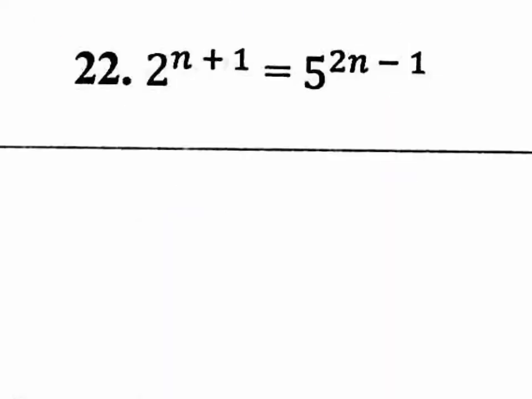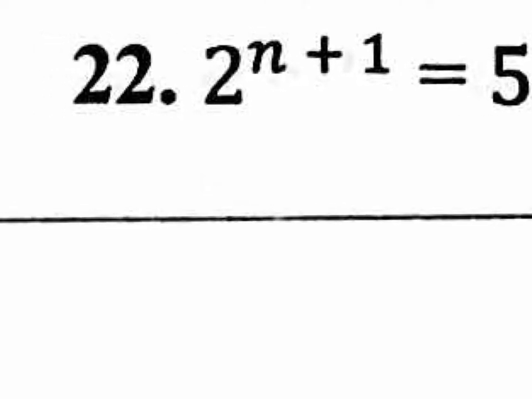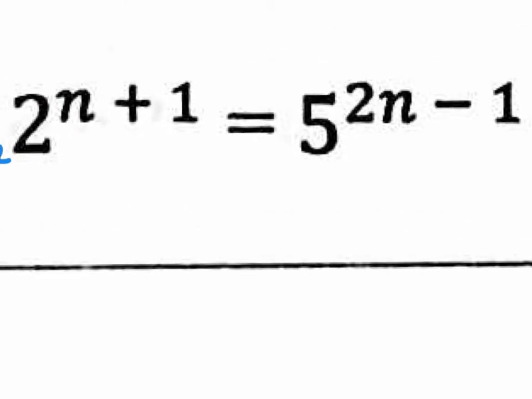Number 22. So what could we do here? So number 22, I'm just going to go with it. I want to get rid of this exponent situation, so this comes down, yeah? So how could I get rid of the base 2? By applying what? Log base 2, right? So I'm going to put a log base 2 on the left, and a log base 2 on the right, because whatever I do to one side, I do to the other. So I'm going to have log base 2 over here also.